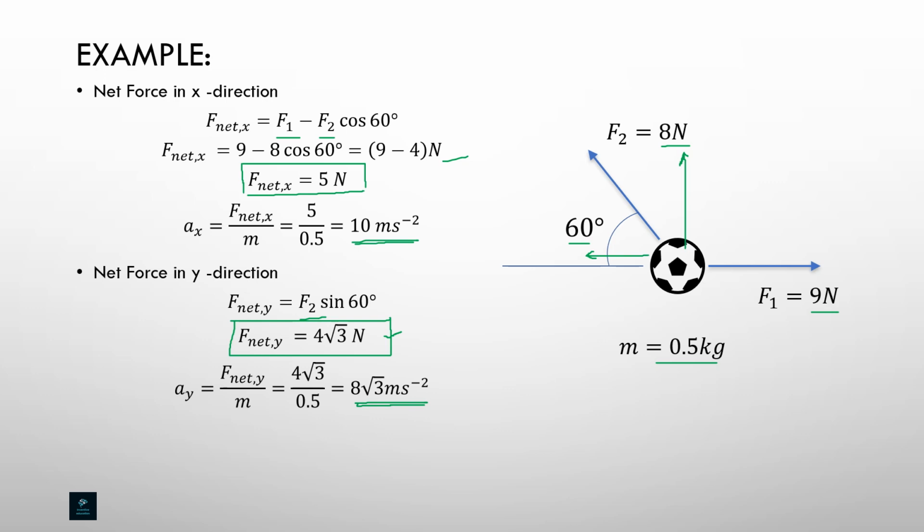Now, to obtain the direction in which the body accelerates, we use this relationship. Theta is equal to tan inverse of ay by ax. This is equal to tan inverse of 8 root 3 by 10, and if we calculate it, we will find that theta is equal to 54.2 degrees. This body accelerates in the direction which is making an angle of 54.2 degrees from the positive x direction.